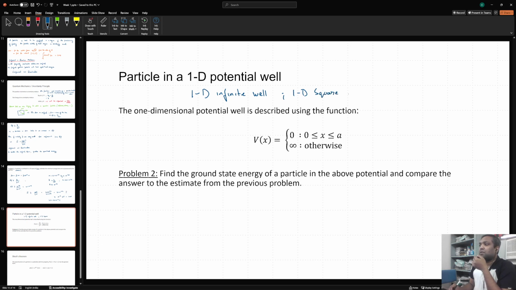Do not ask me what a 1D square is. A 1D square is essentially just a straight line of any length. But the square here, I don't think it refers to that. I think it refers to the potential profile, which looks as follows. Sorry. So, what does this function definition correspond to?